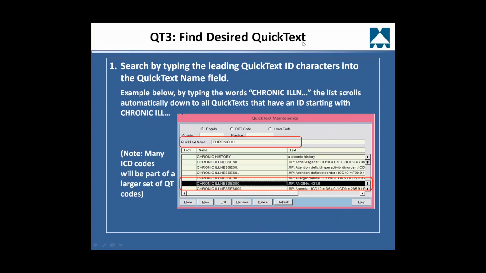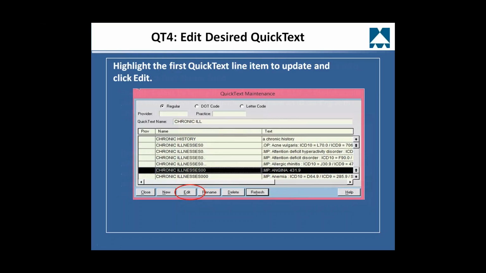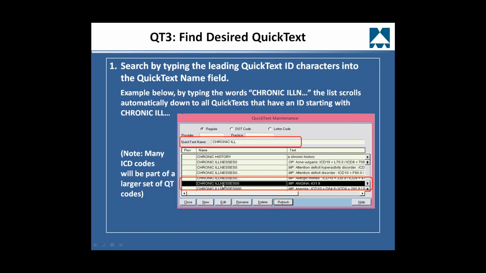Okay, QT3, find desired quick text. You've got the quick text table open in the last menu. You go down, you search using the quick text name, and it'll pull up the name. Now sometimes if it's a long list, you'll see something like this where there's a whole category of chronic illness, for example. You just have to look for the one on the right-hand side that you want.